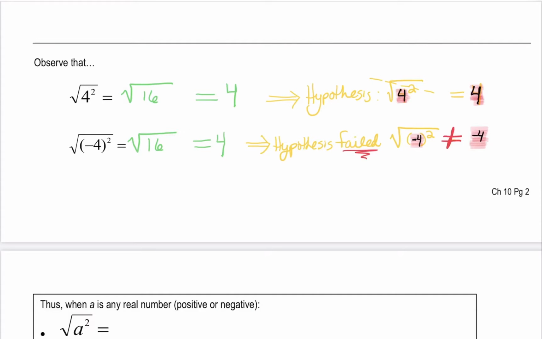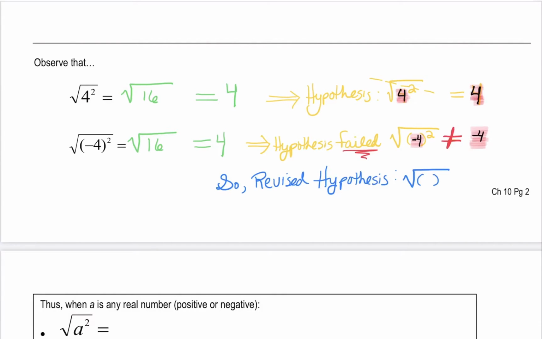But maybe I can revise it because I feel like I have the right idea. I'm still squaring, it's just then I'm going to get back to the principal square root. I'm just going to get back to the positive one. So let's look at a revised hypothesis, which will take that into account. I have the right general idea, like the squaring and the square root are really opposite operations. It's just that I'm getting back to the positive of whatever number was being squared.